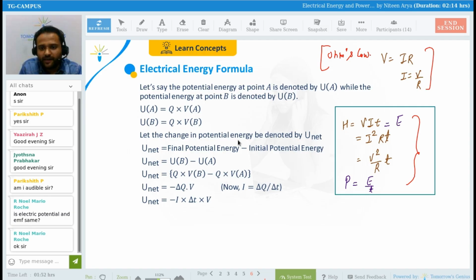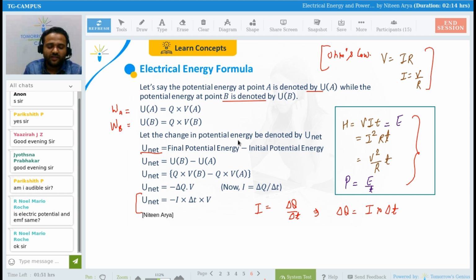Let's say the potential energy at point A is denoted by UA, while the potential energy at point B is denoted by UB. So UA is Q into VA. As I already told you, potential energy is stored as work done. So you can write the work done to reach a particular point: WA is UA and WB is UB, that is Q into VA and Q into VB. As simple as that. Let the change in potential energy be denoted by U net, the final potential energy minus the initial potential energy. So U net is UB minus UA, which is Q into VB minus Q into VA, which is change in charge times V. Now introducing the concept of current, because we know I equals change in charge per unit change in time. So instead of del Q, we can write I del T.